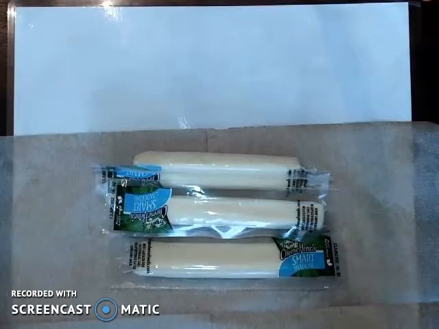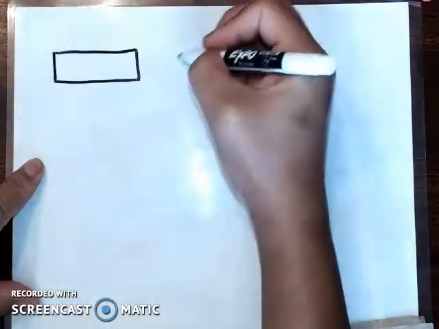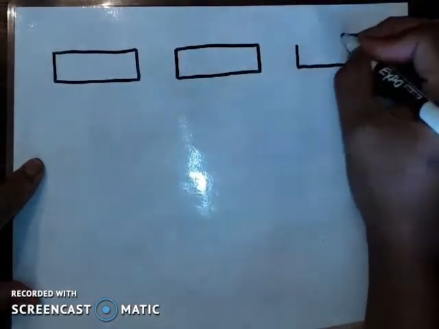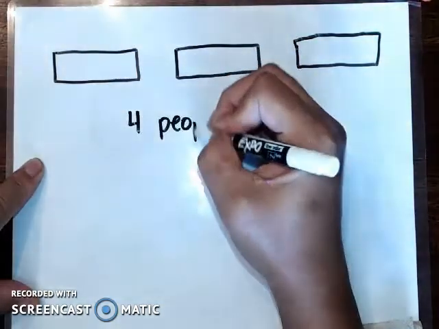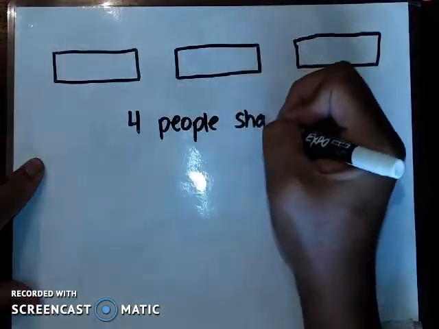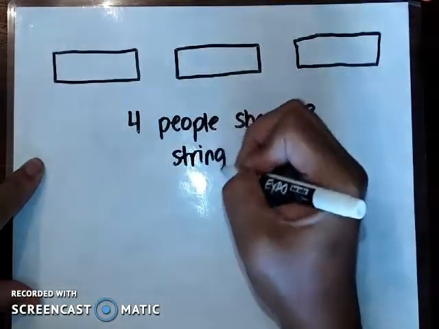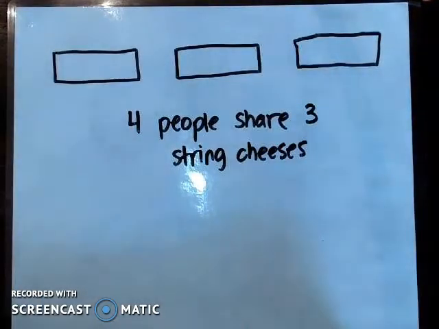Well, let's draw it first. So let's take a look right here. I'm going to just draw rectangles for the string cheese. So I've got 3 string cheese and 4 people. So 4 people share 3 string cheeses, I guess, right? Boys and girls, there's more than one cheese. How is that going to work?